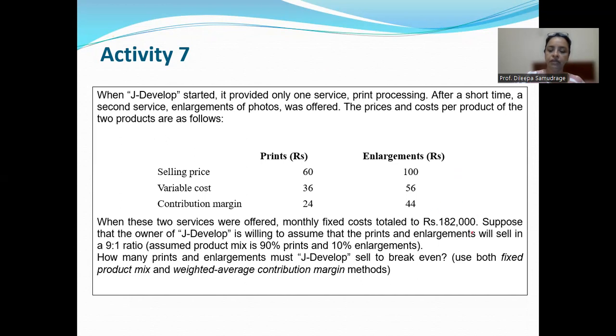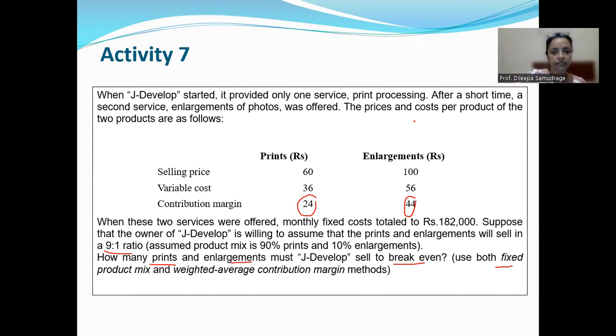So here the monthly fixed cost is given, and you are producing two products, prints and enlargements. So different contributions, right? You can see the contributions, but the production mix is 9:1 ratio. So when you do 9 prints, you do 1 enlargement. So that is the production mix, right? You have to find out how many prints and enlargements this company must sell to break even. So use the fixed production mix method and tell me the answer.